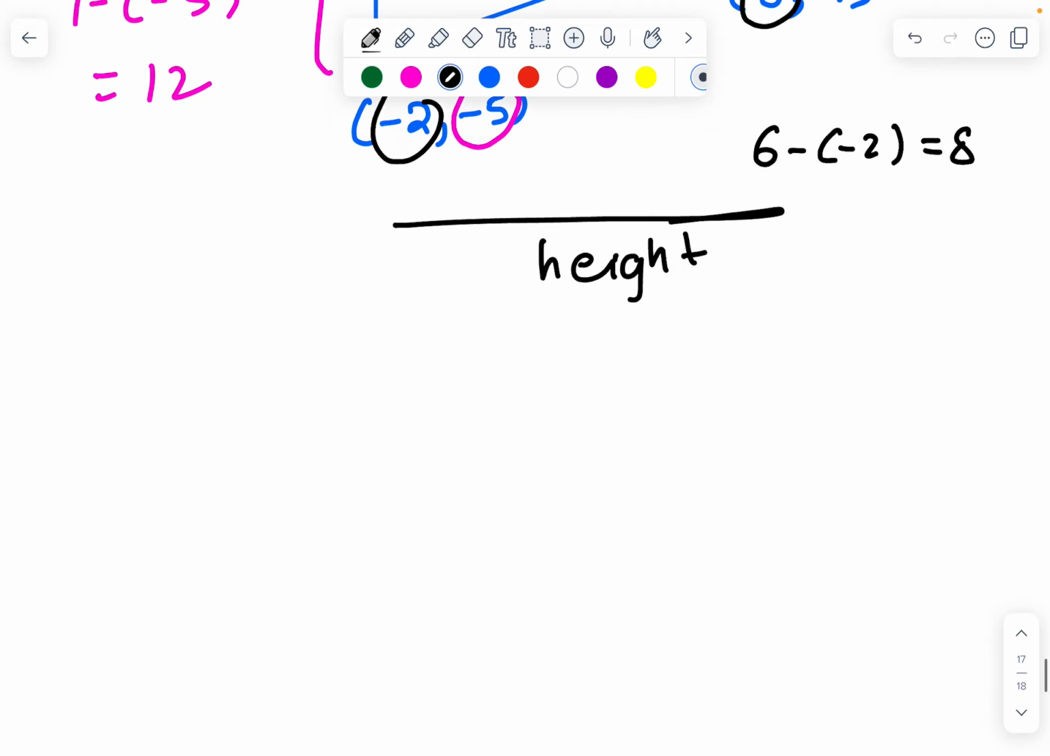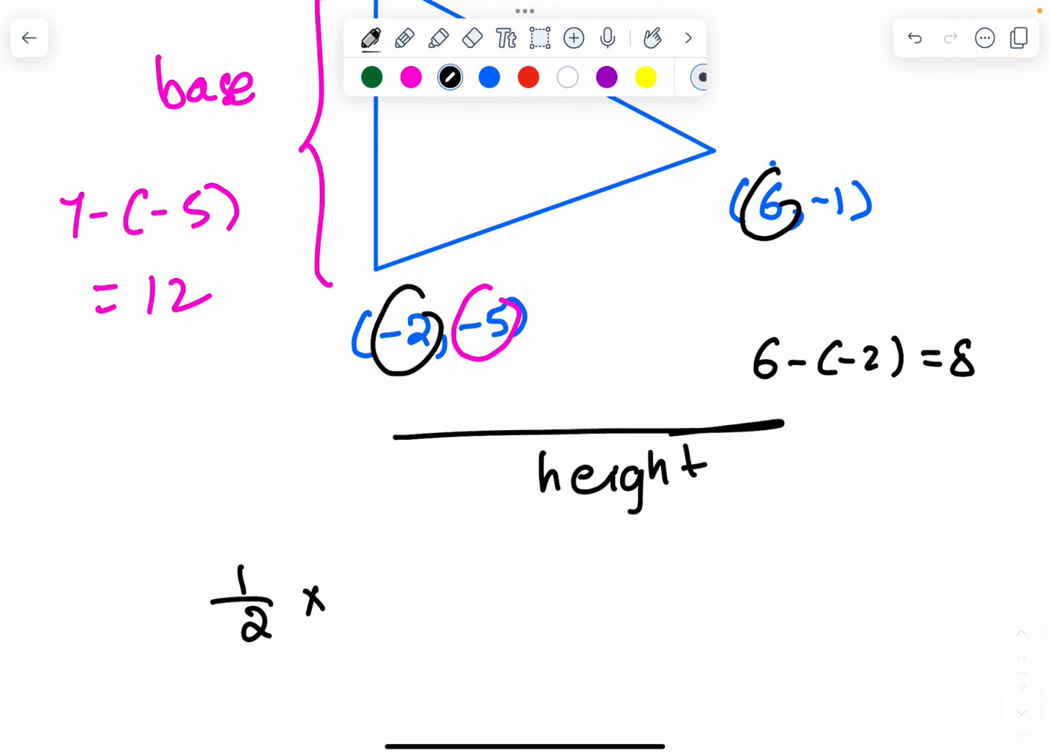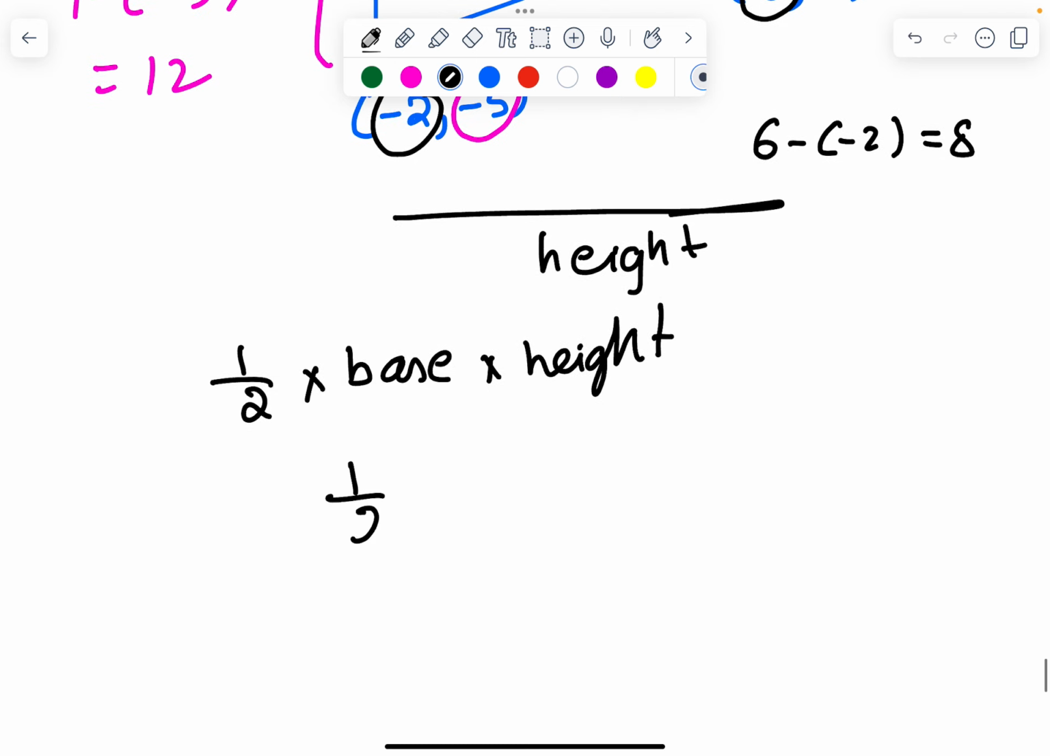So area is going to be half times base times height. Half times 12 times 8, which is 96 upon 2, 48. That's going to be the answer.